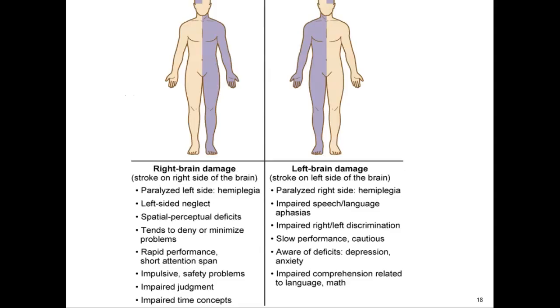So here's a little graphic for you about the left and right-sided damage caused by strokes. People who have right-sided damage tend to have neglect, spatial neglect. They tend to have more impulsive behavior, impaired judgment, while the left brain damage, they tend to have more language issues. I always think of left-sided language.